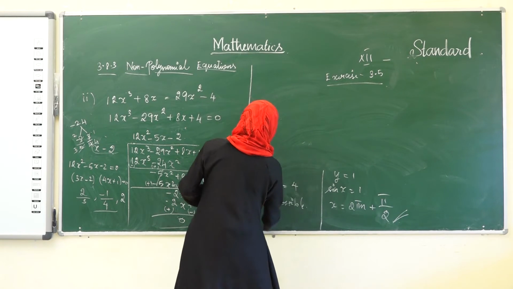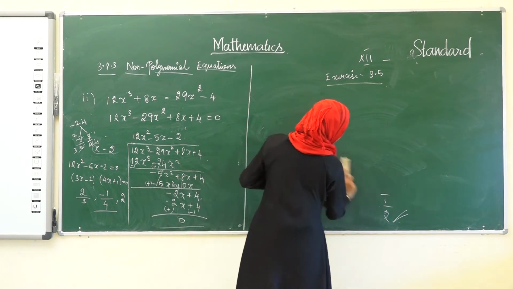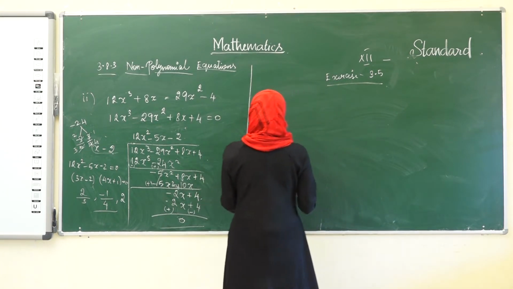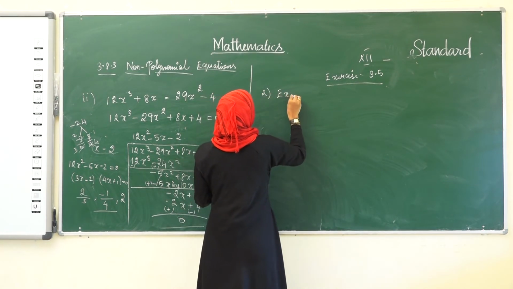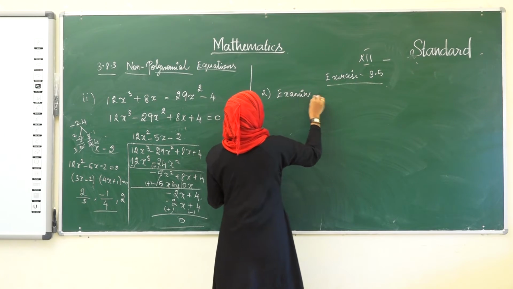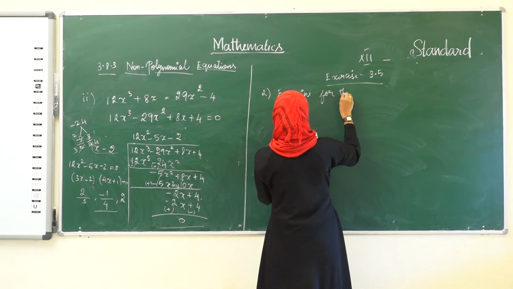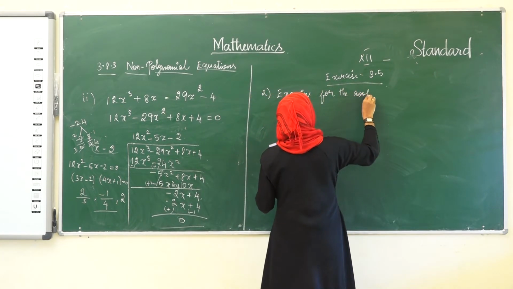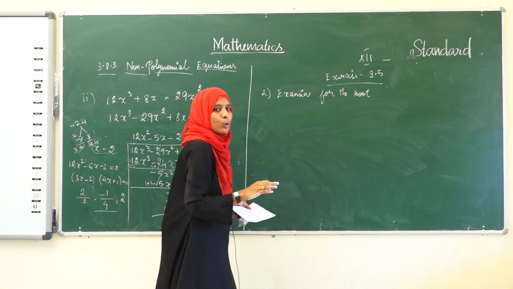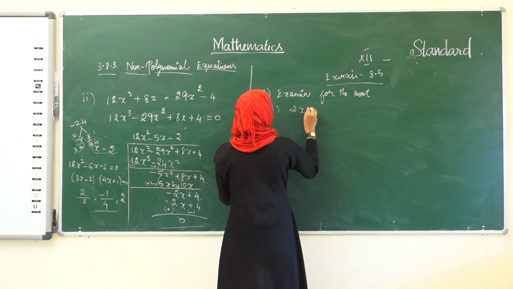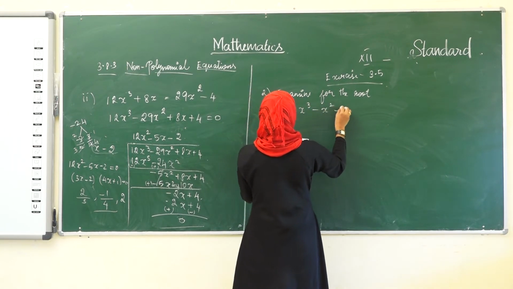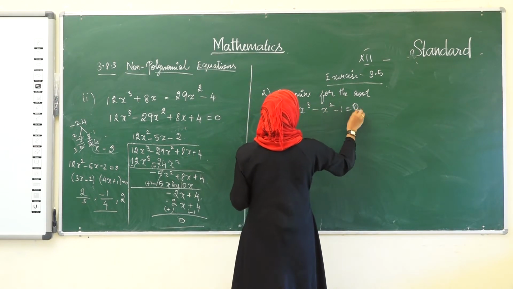Now, let us move on to the second question. What have they asked us to do? Examine for the rational roots. They have given 2 subdivisions. We have to find only the rational roots of the given equation. See here in the first subdivision, what they have given? 2x cube minus x square minus 1 equal to 0.